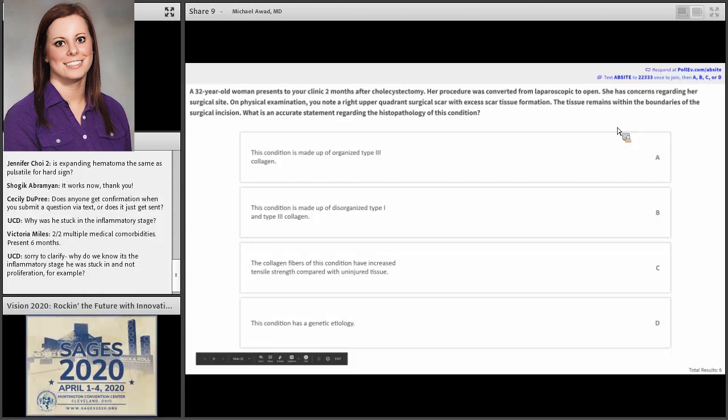A, this condition is made up of organized type 3 collagen. B, this condition is made up of disorganized type 1 and type 3 collagen. C, the collagen fibers of this condition have increased tensile strength compared with uninjured tissue. D, this condition has a genetic etiology.